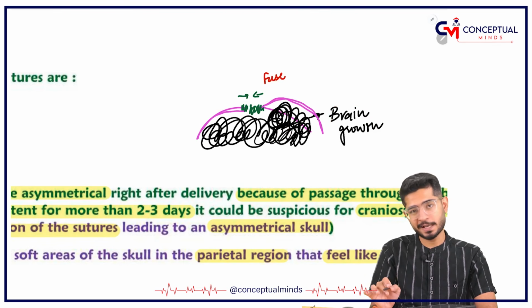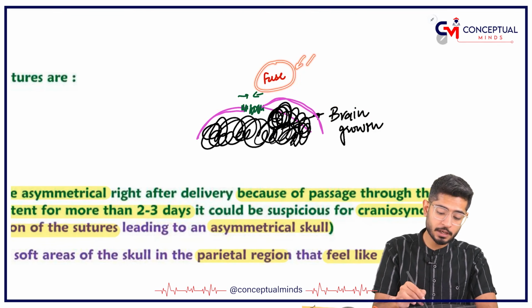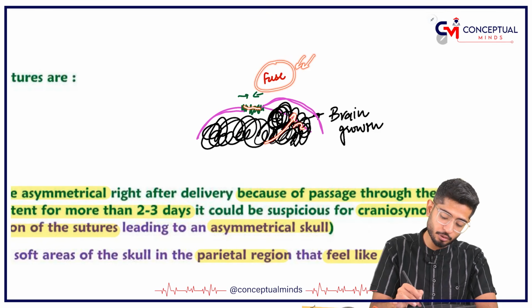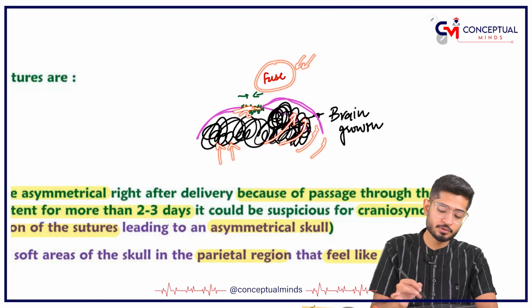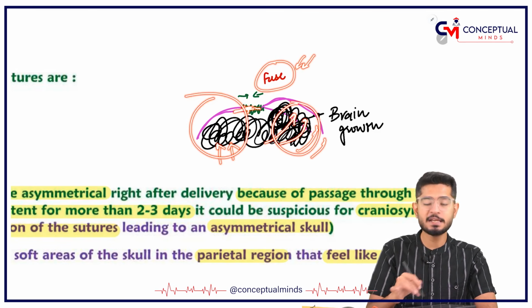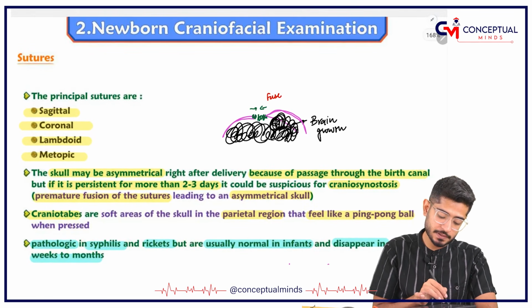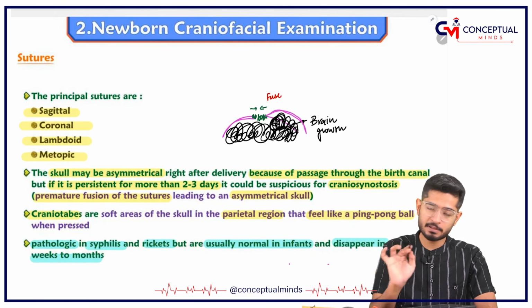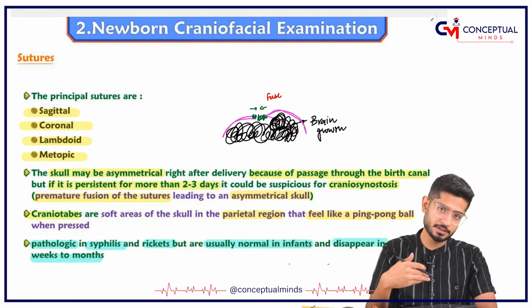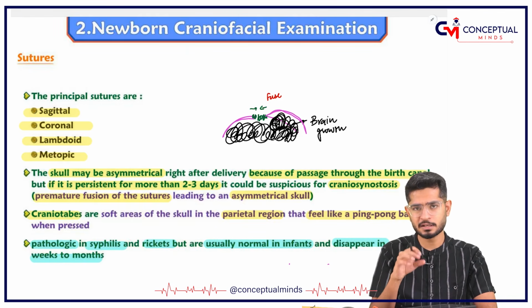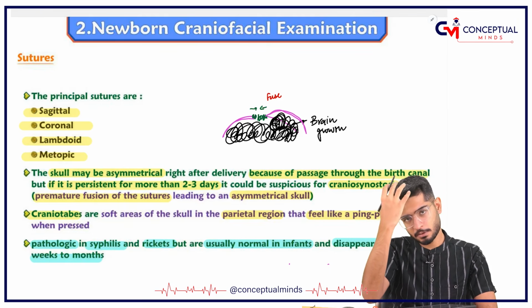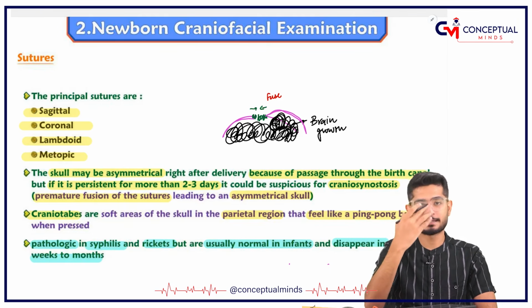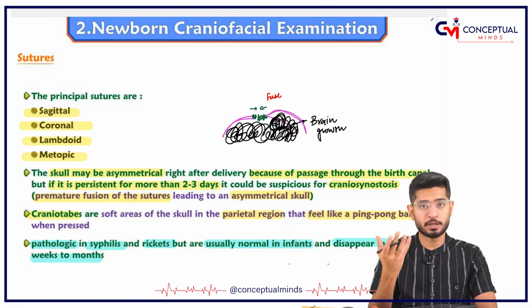But for example, due to some reason, they fuse early, then the brain is going to grow on one side, not on the other side, because the fusion has taken place. That's why there will be an asymmetrical skull. The skull can also be asymmetrical because of passage through the birth canal. That's normal. When the child is passing through the birth canal, of course the brain might occupy one side and the other side is not very much occupied. That's normal.